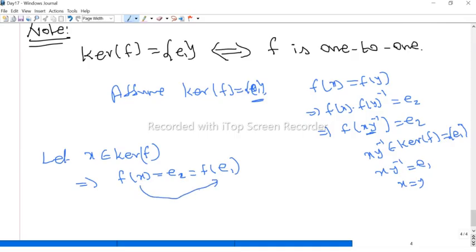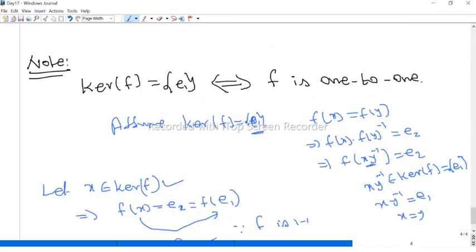Therefore, we get f of x equal to f of E1. Since f is 1-1, this implies x is equal to the identity element E1. So we took an arbitrary element in the kernel and proved that it is nothing but the identity element. Therefore, the kernel contains only the trivial element, the identity element E1. This result is very important, and it is only for homomorphisms. If f is a homomorphism between two groups and the kernel contains only the identity, then the function is a 1-1 function.